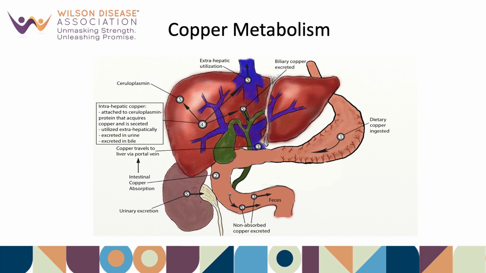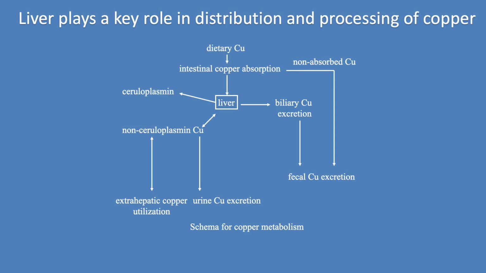So I would like to take a whirlwind tour of how we look at Wilson's disease from a hepatology perspective. I think it's always good to step back and think a little bit about the big picture. So how does copper metabolism work? We take in copper, anywhere from 2 to 5 milligrams in our diet every day. A large portion of it is absorbed in the small intestine and then is basically taken to the liver. It's important to know that the liver plays a really key role in the distribution and processing of the copper.